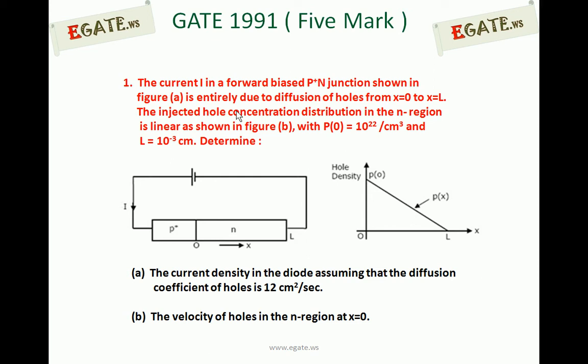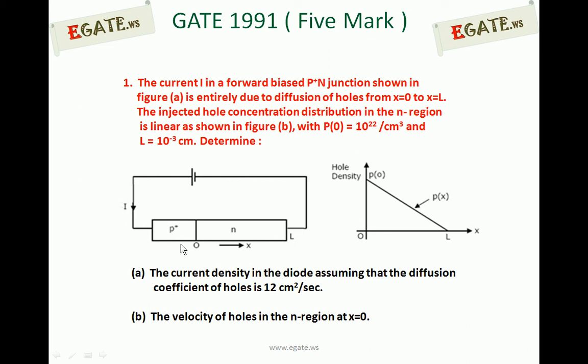The current I in a forward biased P plus N junction shown in the figure is entirely due to diffusion of holes from x equal to 0 to x equal to L. The injected hole concentration distribution in the N region is linear as shown in the figure, with P of 0 equal to 10 power 22 per centimeter cube and L equal to 10 power minus 3 centimeters.